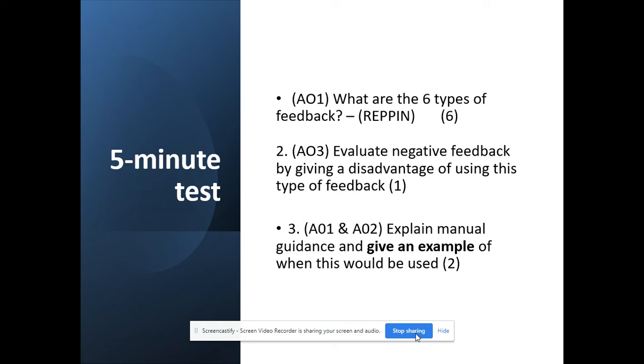Question 2 is to evaluate negative feedback by giving a disadvantage of using this type of feedback. So evaluate negative feedback by giving a disadvantage of using this type of feedback. Okay, so that's 1 mark there. And then the last one for AO1 and AO2, explain manual guidance and give an example of when this would be used. So you've got 5 minutes. If the teacher could just pause me, give you the time, because I'm going to move straight on to the answers now. So pause me and then you can start again in a moment.